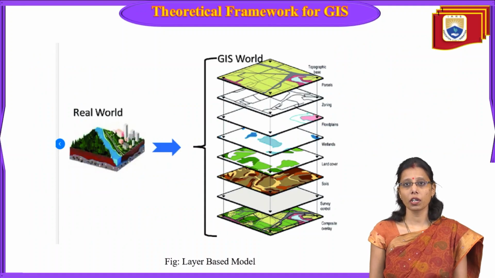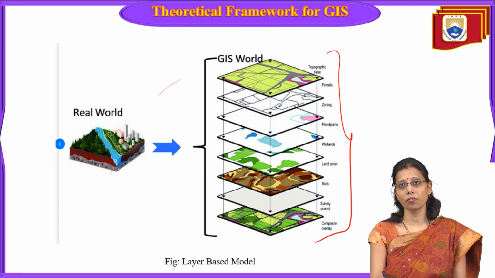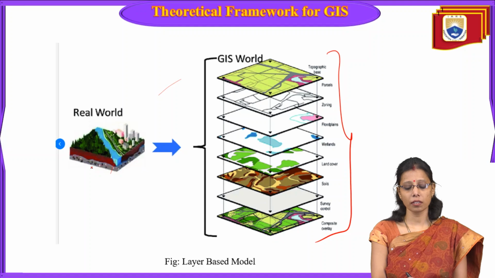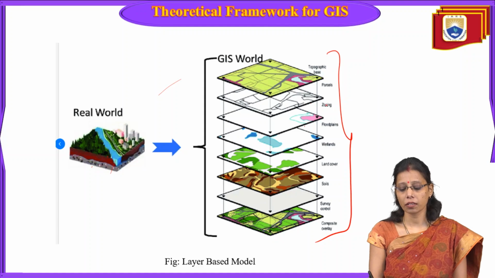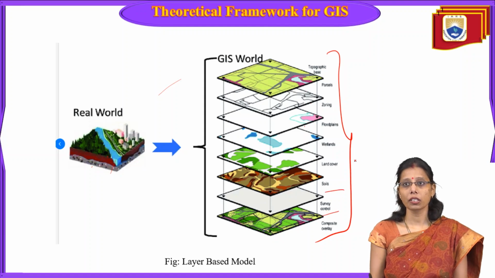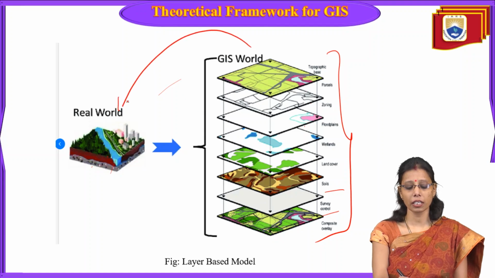So the layer-based model is one example you can see here. As I told, this shows how the real world is converted into different layers. So this is the real world. In this real world, all this information is available: topographic base, different kinds of zoning, wetlands, land cover, soils, survey control, floodplains. So this information you already have in the real world, and this information is taken from the real world.